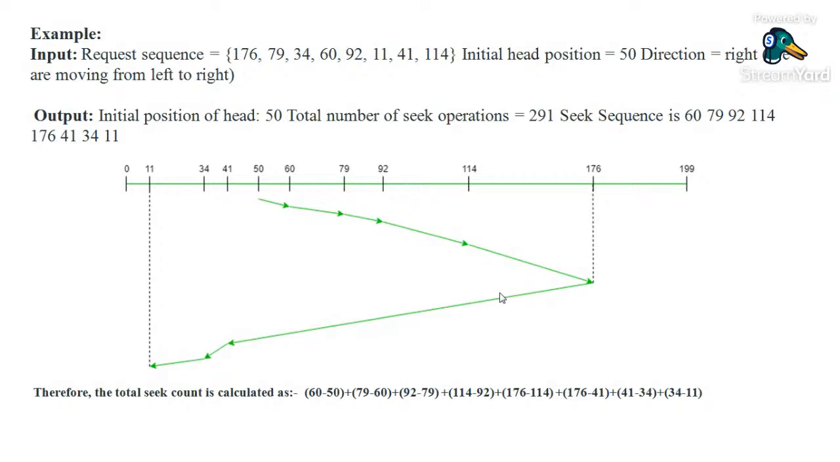Example: the sequence is 176, then 79, 34, then 60, then 92, 11, 41, 114. This is the request queue. What is the current head position? 50. And the direction we have assumed is right. We are moving from left to right.